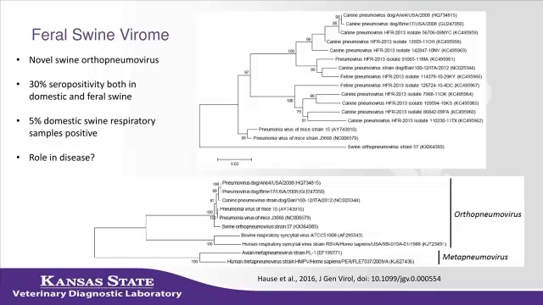But we did find one interesting virus, a novel orthopneumovirus, right here, swine orthopneumovirus. This was interesting just because there were no swine orthopneumoviruses up to this point. Other viruses in that genus include human respiratory syncytial virus, pneumonia virus of mice, and bovine RSV. So viruses that cause significant respiratory disease in other species.